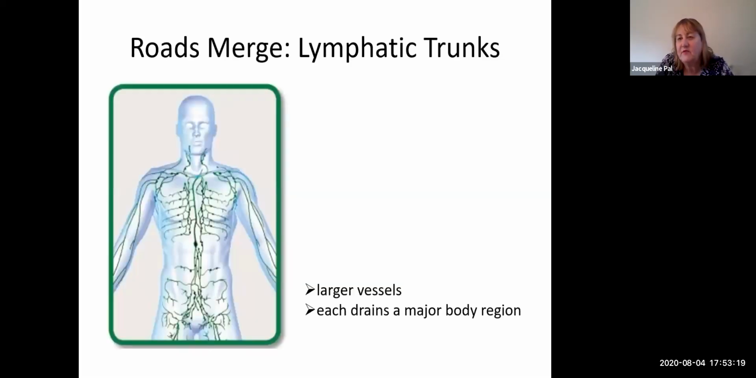Now, as these lymphatic vessels get larger and merge, eventually they will form what we call lymphatic trunks. These are fairly large vessels. They're not the largest lymphatic structures, but they are significant enough that each major body region is going to be drained by a lymphatic trunk. So you'll have one from your right upper extremity, one from your left upper extremity, one from your head and neck on each side, one from each lower extremity, one from your abdomen and pelvis.